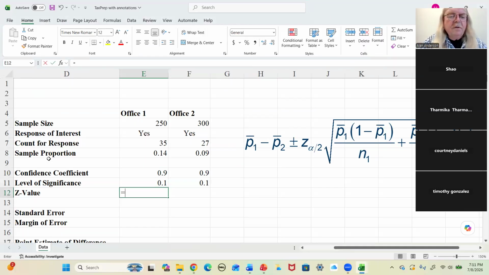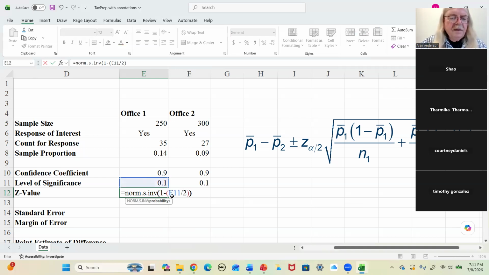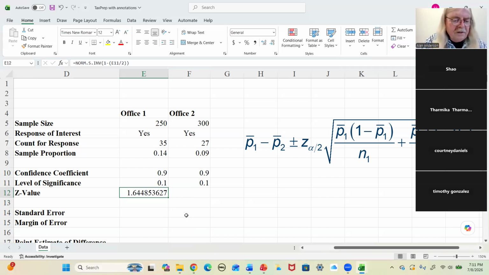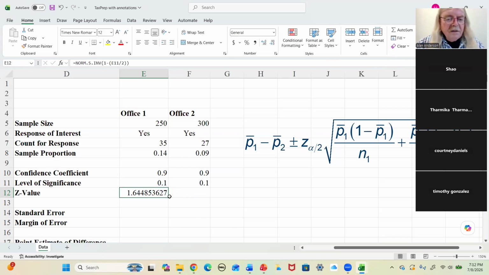You're going to type equals NORM.S.INV, 1 minus open paren level of significance over 2. Okay, let me just show you one more time. Basically what it's saying is the left tail, if you've got a 10% alpha here, we have to cut it in half. So you're looking at 5% in either tail. But remember, we always want the left tail, so this is telling it to look in the left 95%. This one, you can drag it across.